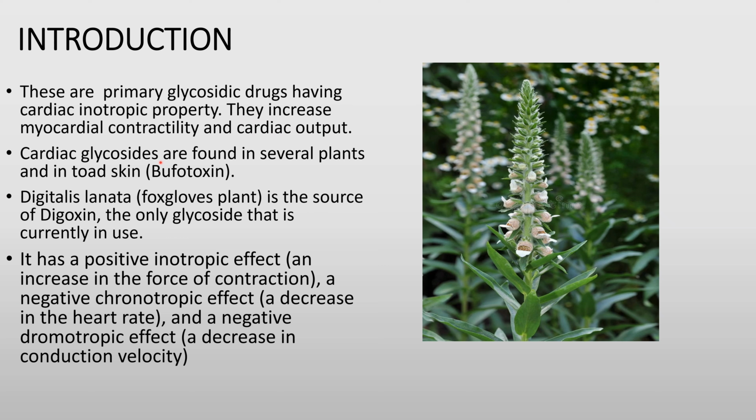Cardiac glycosides are found in several plants and in toad skin. Digitalis lanata is the source of digoxin, the only glycoside that is currently in use. Digoxin has a positive inotropic effect, which means increase in force of contraction, a negative chronotropic effect, which means decrease in heart rate, and a negative dromotropic effect, which means decrease in conduction velocity.